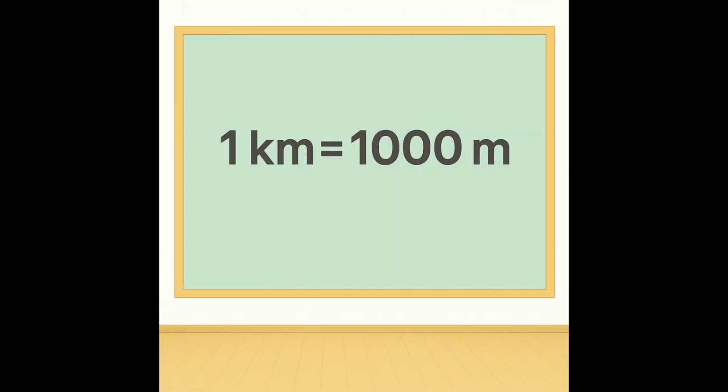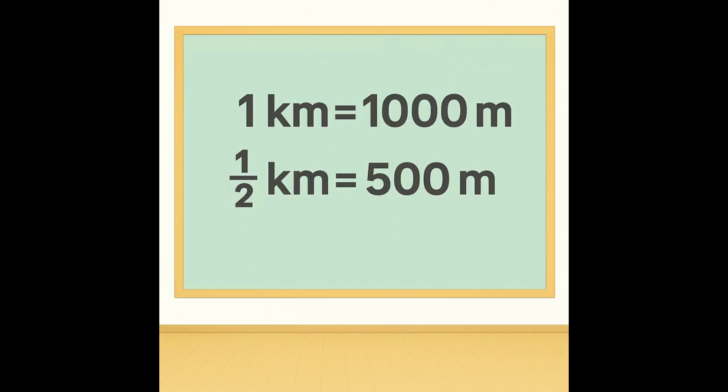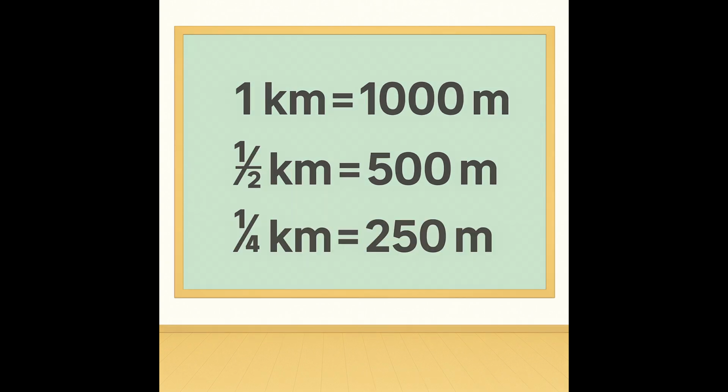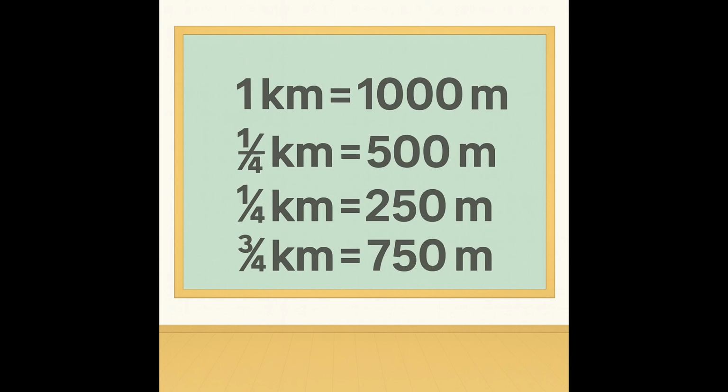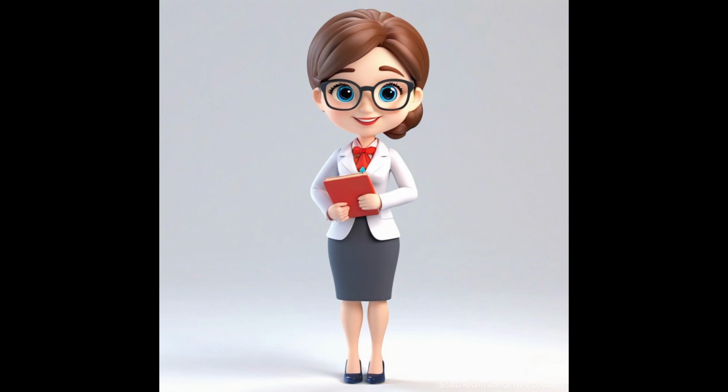1 kilometer is equal to 1000 meters. Half of a kilometer is equal to 500 meters. 1/4 of a kilometer is equal to 250 meters. And 3/4 of kilometer is equal to 750 meters. I hope you understood the different units we use while measuring length.